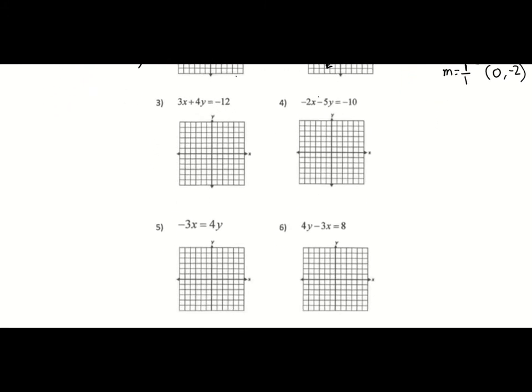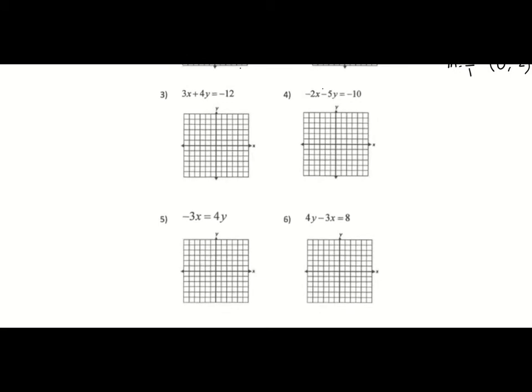Okay, let's look at number 3. I've got 3x plus 4y equals negative 12. Same thing, I'm trying to get y by itself here. So I need to get rid of what's furthest away from y first. And that is my 3x term. I'm going to subtract that whole 3x term from both sides.